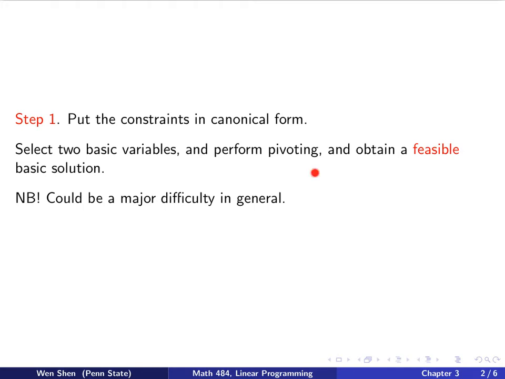We have done this kind of computation to rewrite in canonical form for some examples, and we have seen that if you are not careful and just pick two basic variables, you could end up with a basic solution that is not feasible, with a negative component. So pay attention: this step could be a major difficulty in general. It's not that trivial. But let's try to work this out for the example at hand.